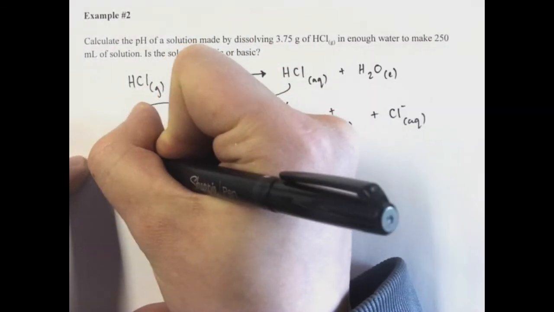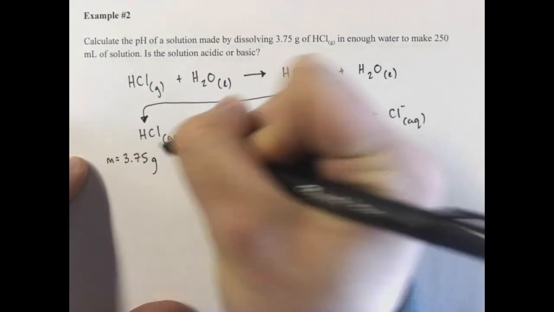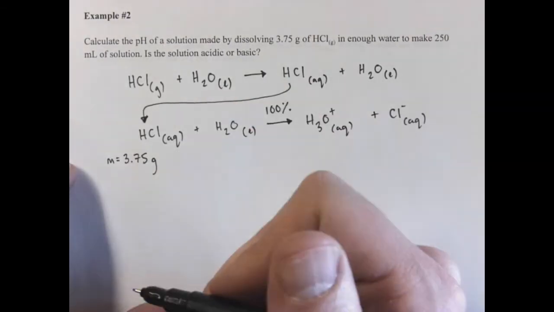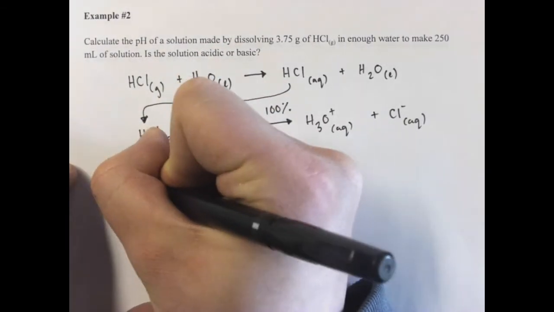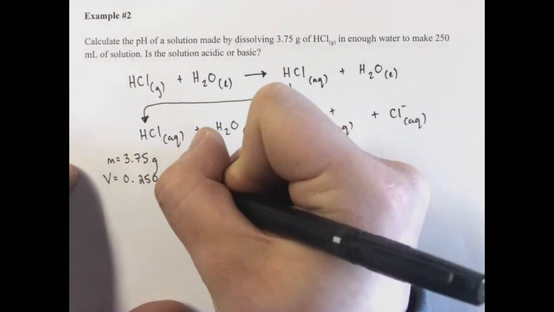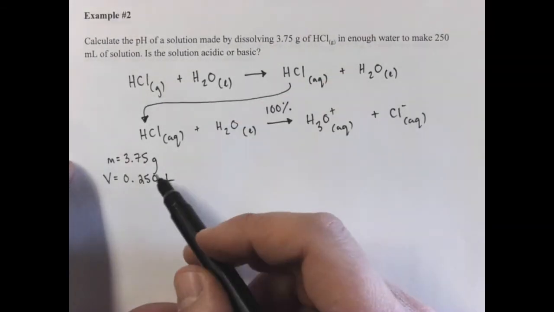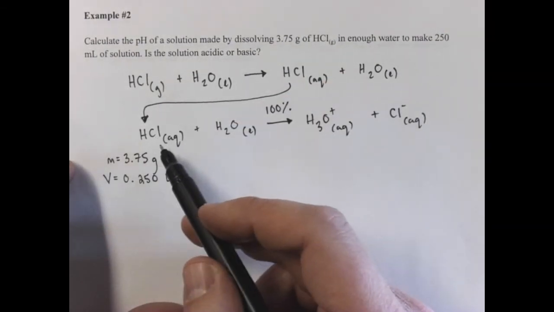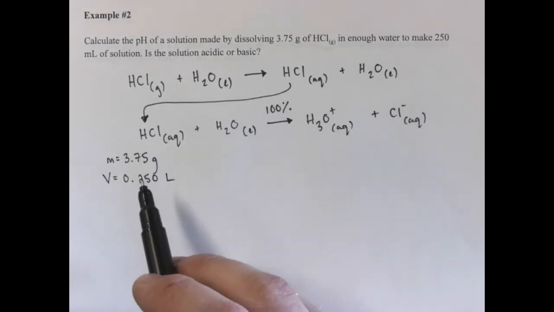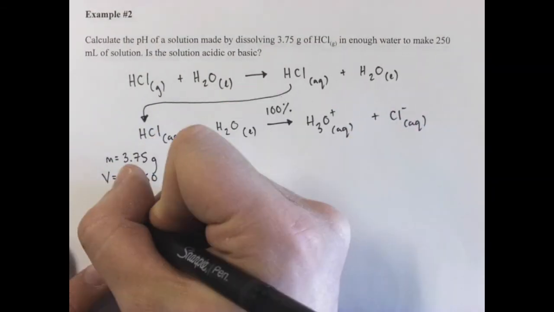It tells me that I've got 3.75 grams of hydrogen chloride, and we dissolve it in 250 milliliters of solution. So I need to convert that to liters. What I want to do is express my concentration in moles per liter. So I need to take my mass of hydrogen chloride and convert it into moles of hydrogen chloride.